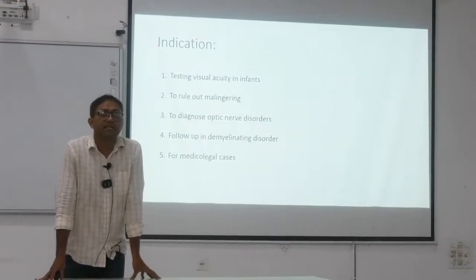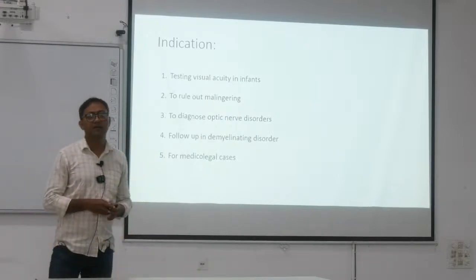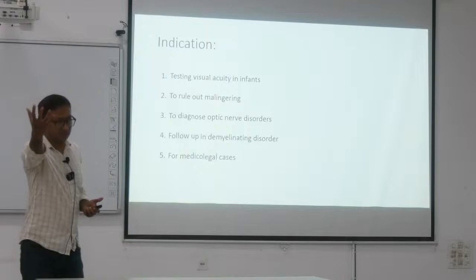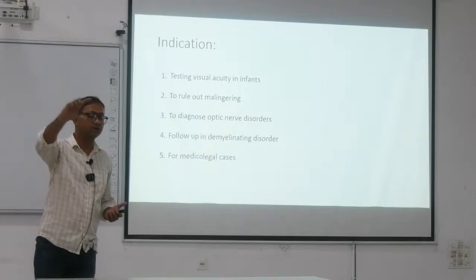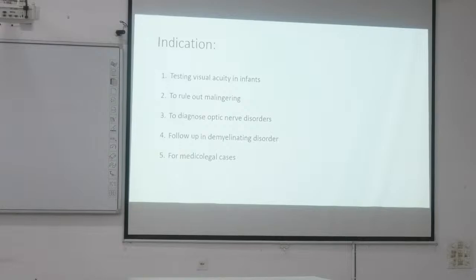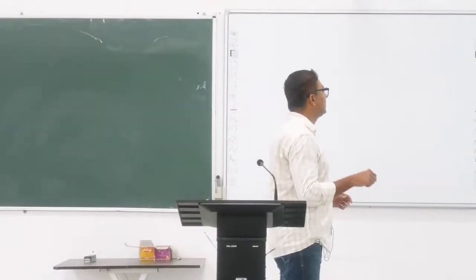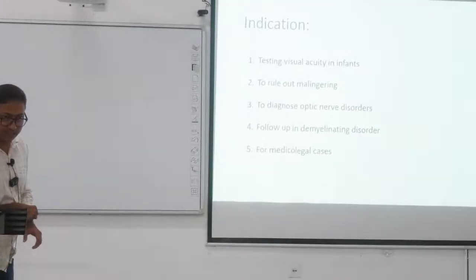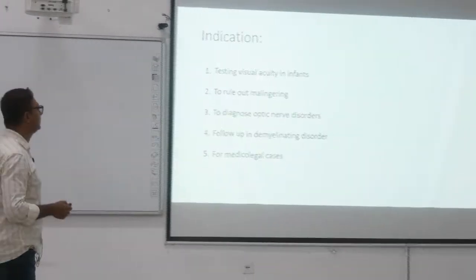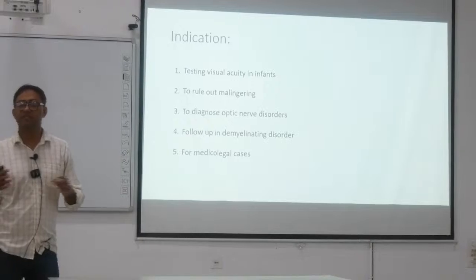What chart? Snellen's chart. So for Snellen's chart, you need to read something, ABCD or C. You need to see. But in case of infants who cannot tell, right? So testing visual acuity in infants, to rule out malingering. Some patient is malingering.